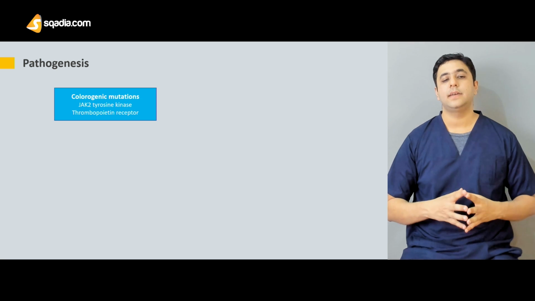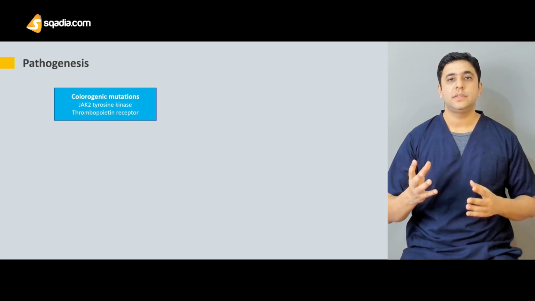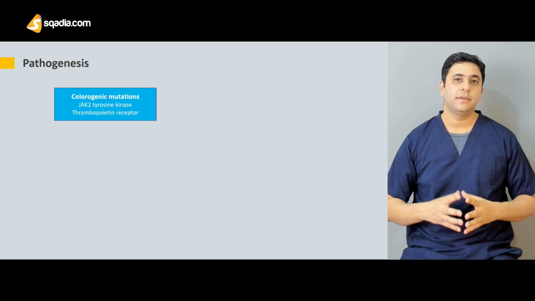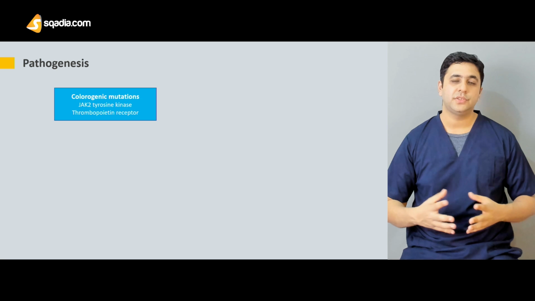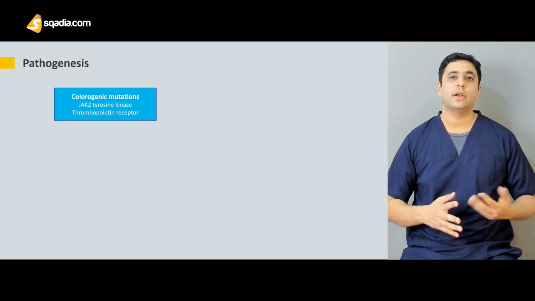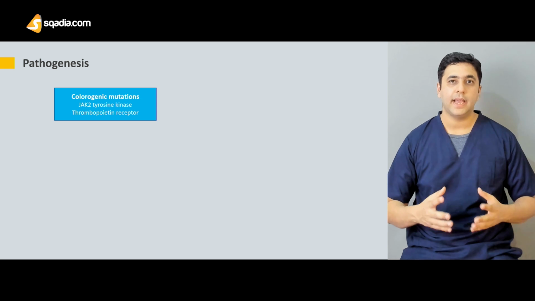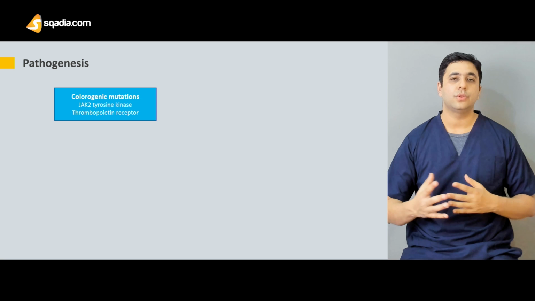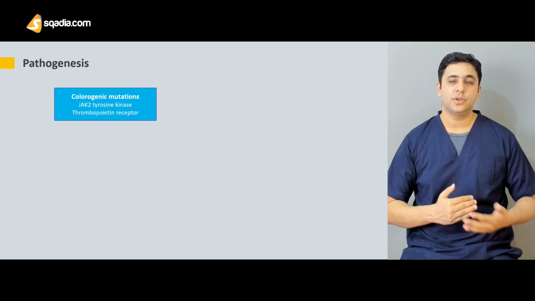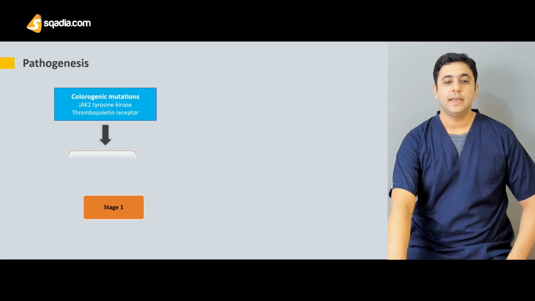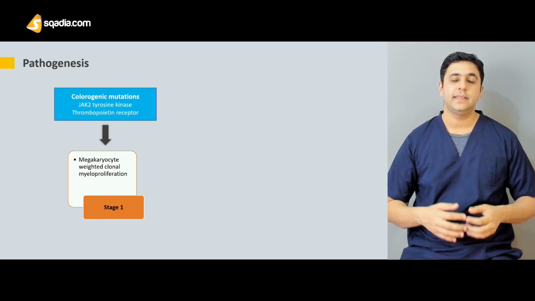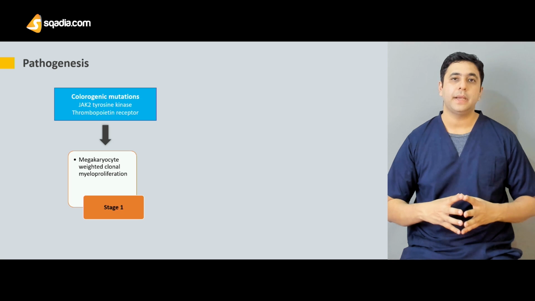Along with that, there is either a mutation of the thrombopoietin receptor, which is the receptor for the thrombopoietin molecule, and this activation causes the differentiation of megakaryocytes to become platelets. Another postulated pathway is the CALR gene pathway, which also controls various steps in the differentiation of the cells. So any mutation in either of these can lead to a megakaryocyte-weighted clonal myeloproliferation, or basically a proliferation of atypical megakaryocytes.